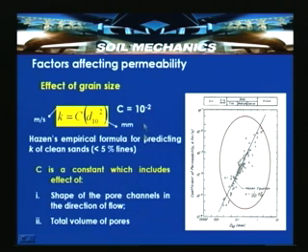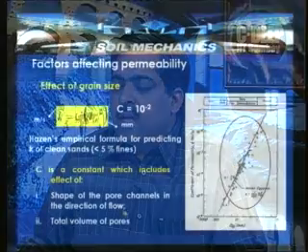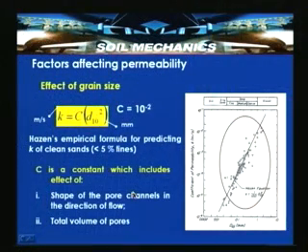We can determine the coefficient of permeability in meter per second if we use C equal to 10 to the power of minus 2 and D10 in mm. This equation indicates that the larger the effective particle size, the larger is the coefficient of permeability, and this relation is basically valid for clean sands or sands with silts, less than 5% fines or so. C is a constant which includes the effect of the shape of the pore channels in the direction of the flow and the total volume of the pores.